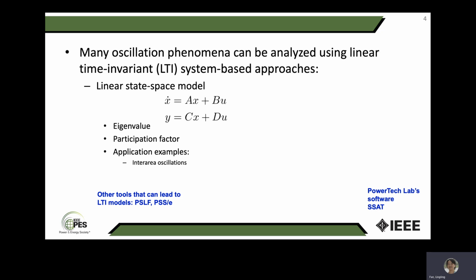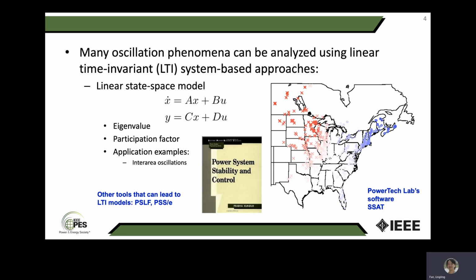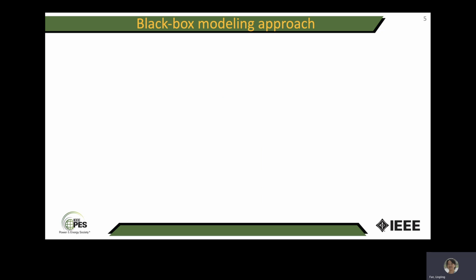And a lot of tools can lead to LTI models, for example, PSLF and PSSE, which are used a lot in the grid industry. One particular example is this Eastern Interconnection quarter-Hertz inter-area oscillation mode. Using participation factor analysis or mode shape analysis, we can see these are the two groups of generators, red and blue, oscillating against each other. And for modeling practice for the conventional grid, you can find a lot in the book Power System Stability and Control written by Prabha Kundur.